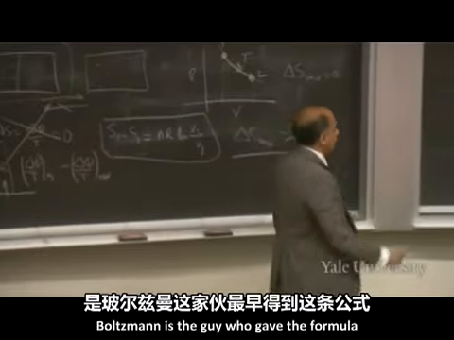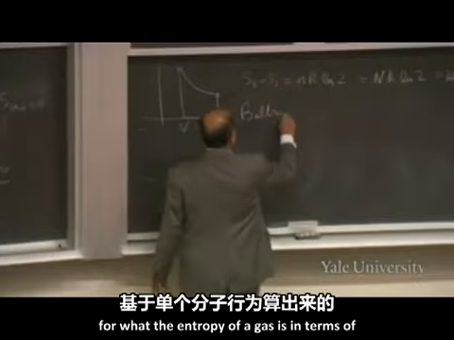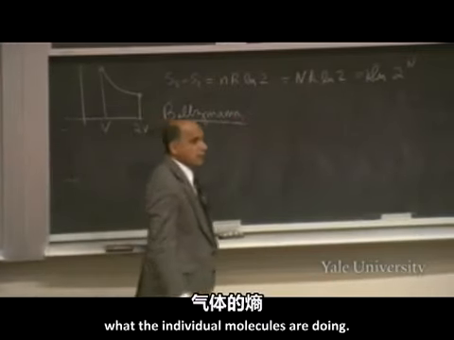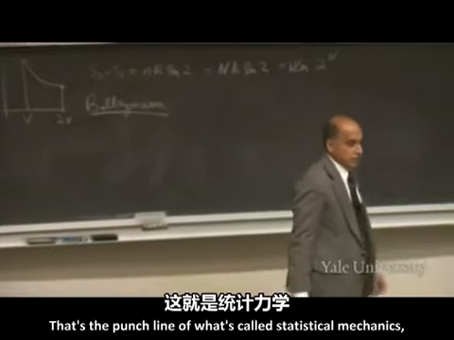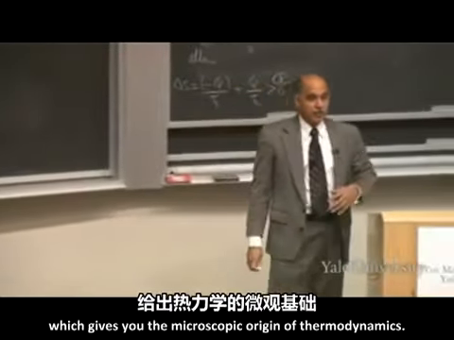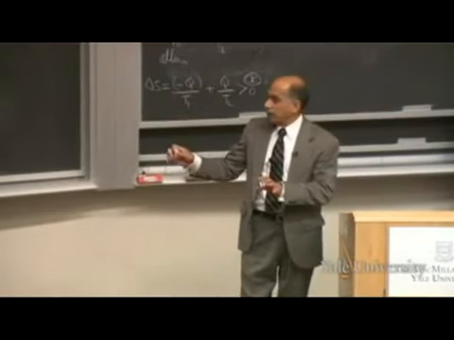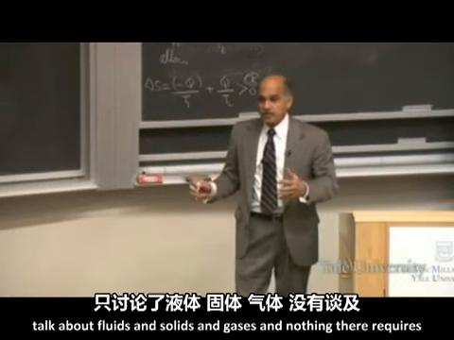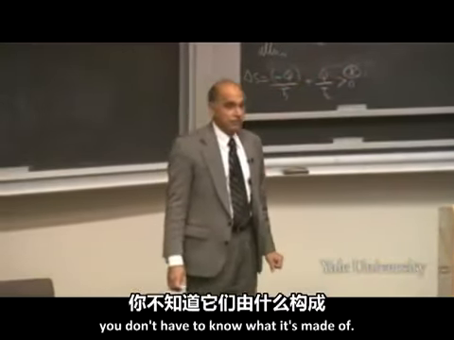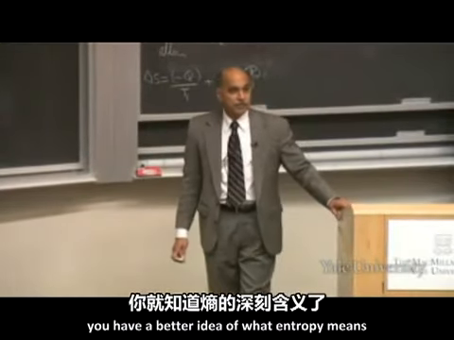Boltzmann is the guy who gave the formula for what the entropy of a gas is in terms of what the individual molecules are doing. That's the punchline of what's called statistical mechanics, which gives you the microscopic origin of thermodynamics. Thermodynamics to this stage talked about fluids and solids and gases, and nothing there requires that everything be made up of atoms. You don't have to know what it's made of. But if you tell me it's made up of atoms, you have a better idea of what entropy means.